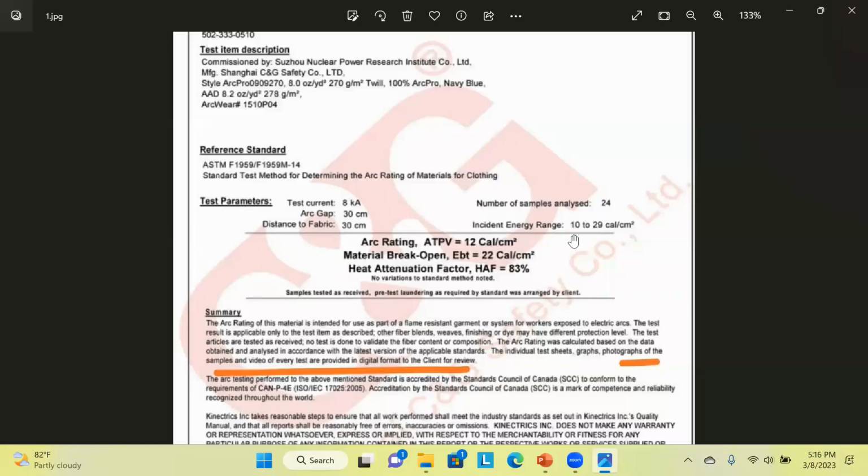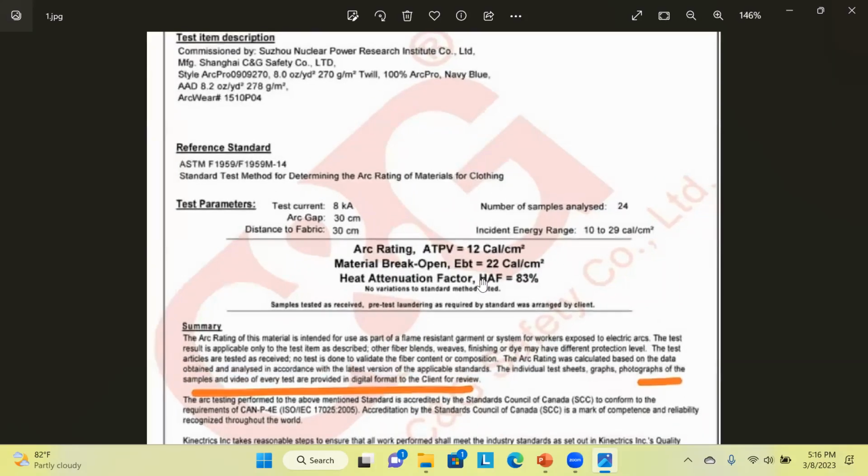The incident energy which they generated was from 10 to 29 calories per centimeter square. They identified that the arc rating based on ATPV is 12 cals per centimeter square. Material break open was 12 cals per centimeter square. So the overall arc rating of that personal protective equipment was assigned based on the lowest of ATPV or EBT. Whichever is the lowest, we assign the overall arc rating based on the lowest available incident energy. Yes, any question on this one or clarification required?